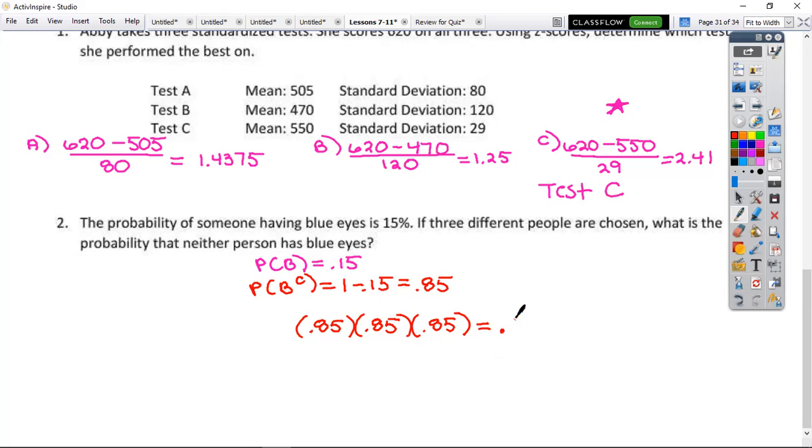I got 0.614. I'll go one more. All right, questions on number 2, guys. Okay. Next, we've got a two-way table to complete.